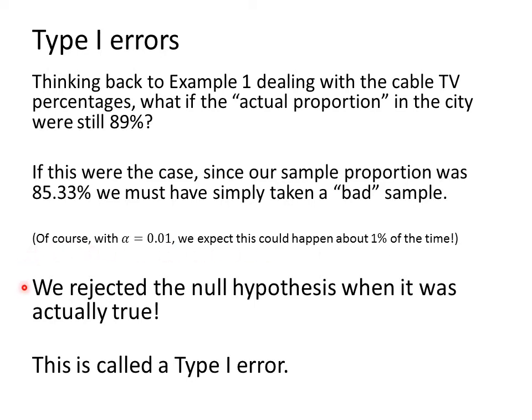What happened was, we rejected the null hypothesis when it was actually true. This is called a type 1 error. When you reject the null hypothesis when it's actually true, that's a type 1 error.